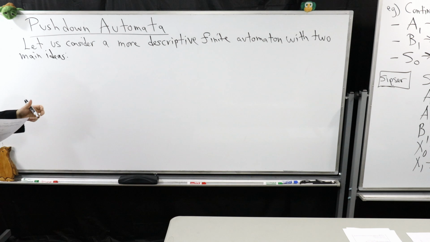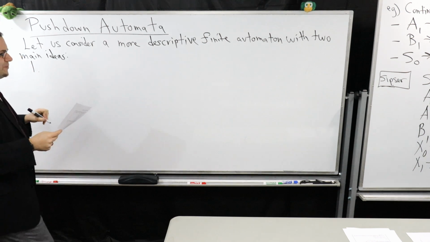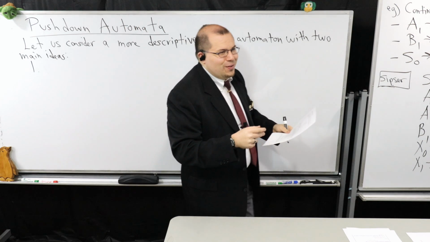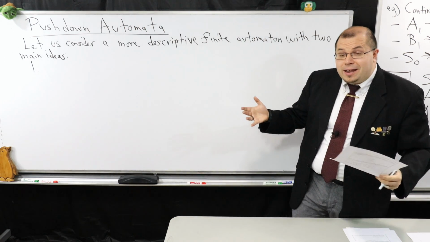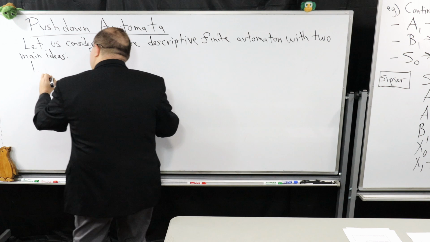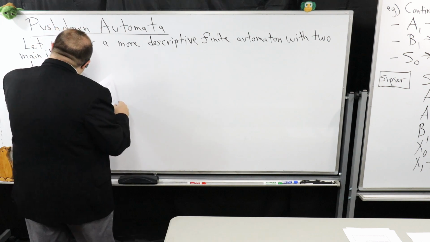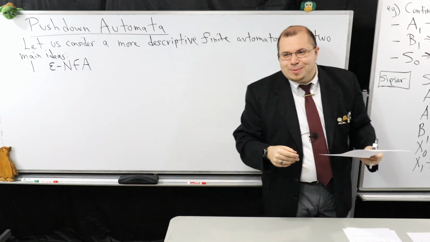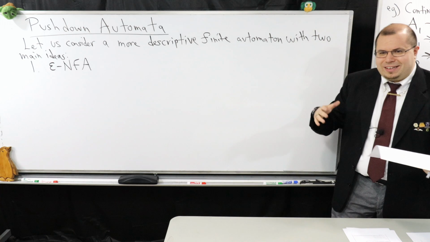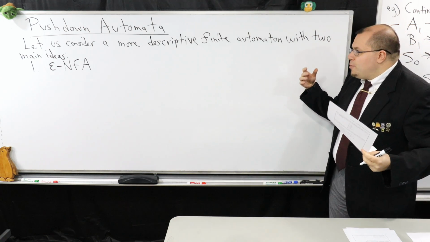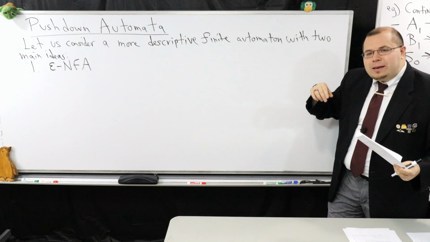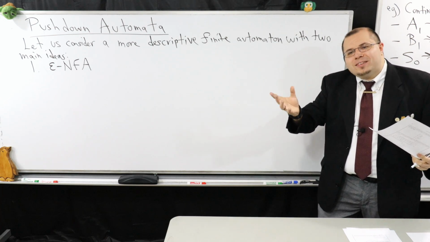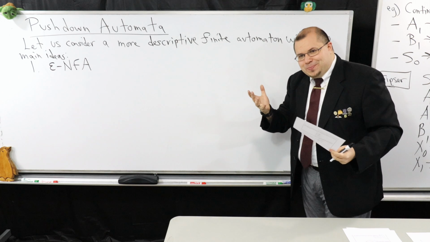So the first one is I'm going to take the most descriptive finite automaton I've shown you so far. That would be the epsilon NFA. So imagine I give you an epsilon NFA. Remember, we have all those epsilon moves, and we have the non-determinism that we can take advantage of, where we have a set of states. I would like to take this, but I want to introduce something that's a primitive form of memory.